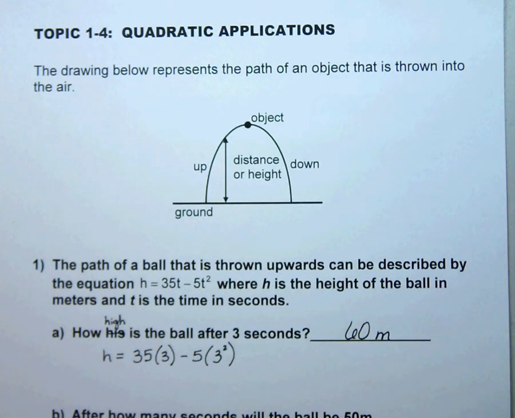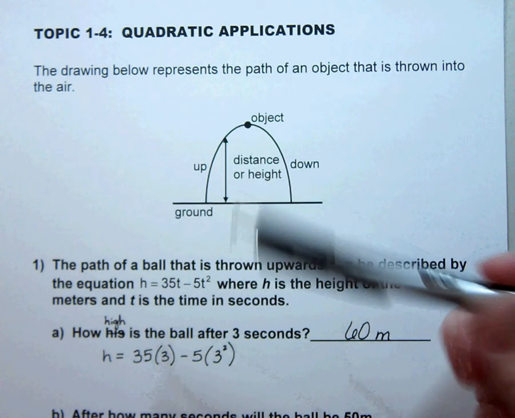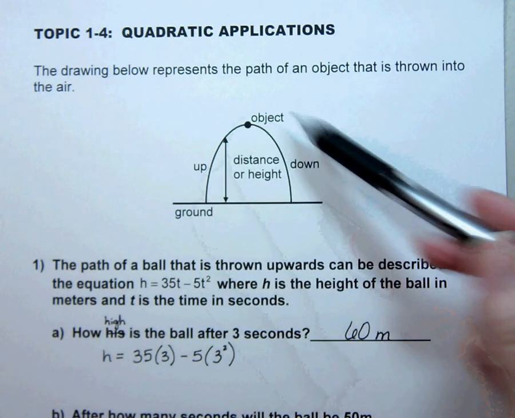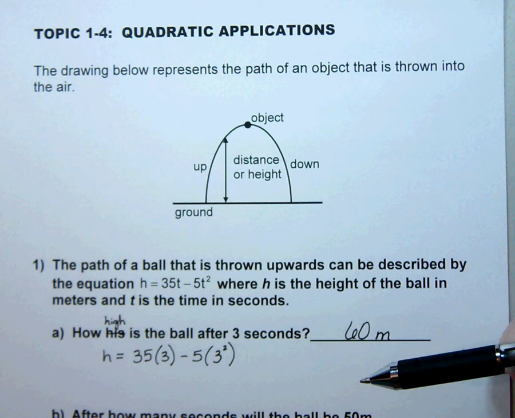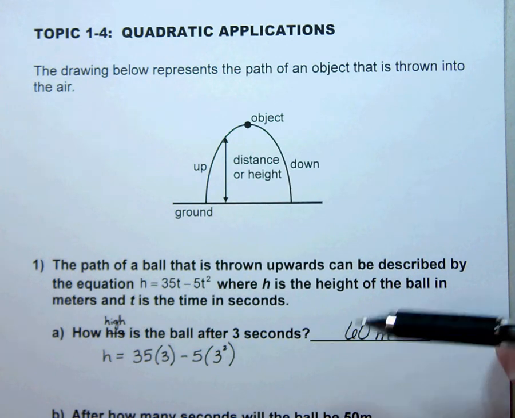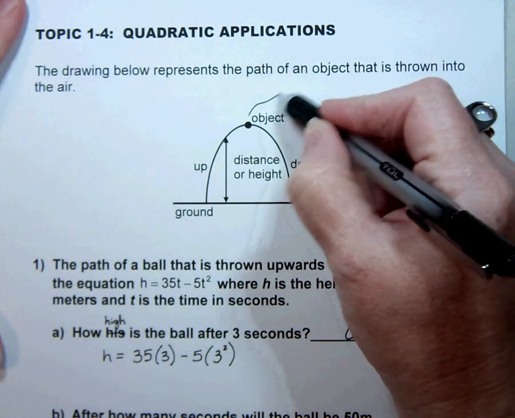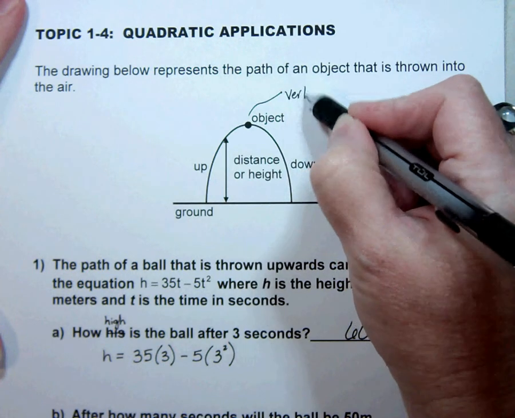Okay, now we're going to start topic 1.4, quadratic applications. The drawing below represents the path of an object that's thrown into the air. If you notice, it's the shape of a parabola, and that is a quadratic equation. So what we're looking for, and remember the top part up here is called the vertex.